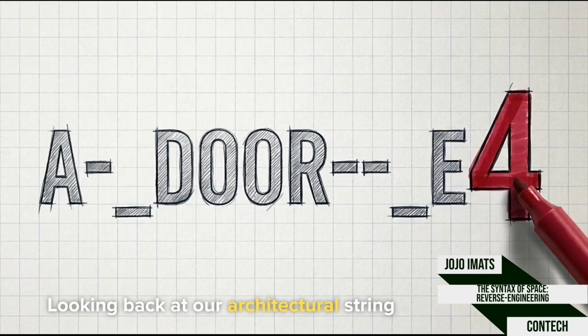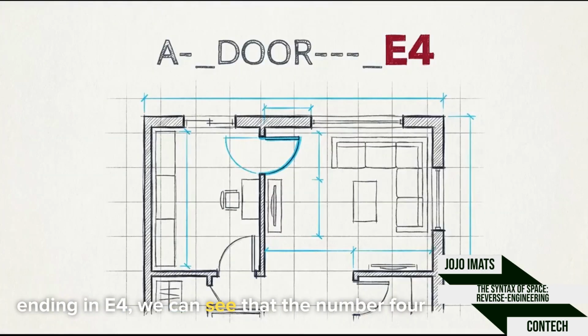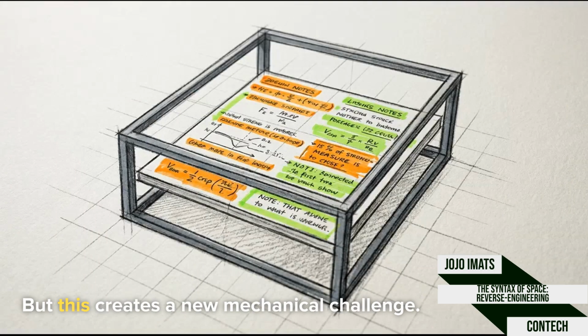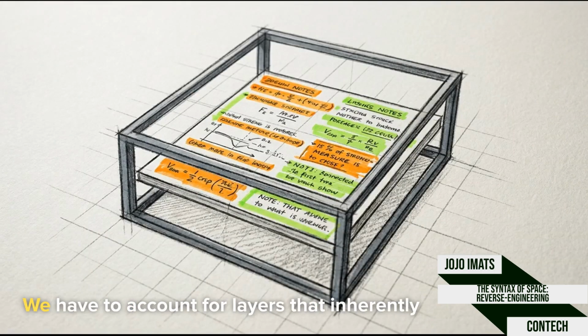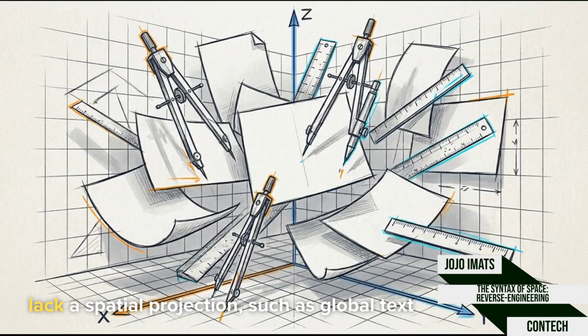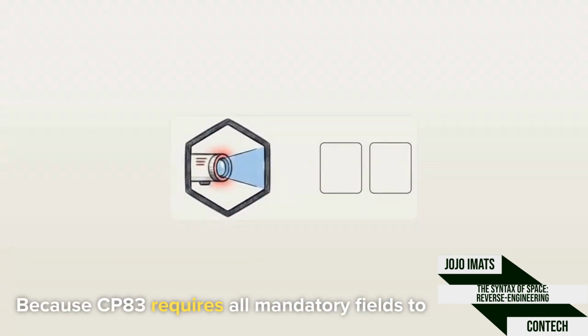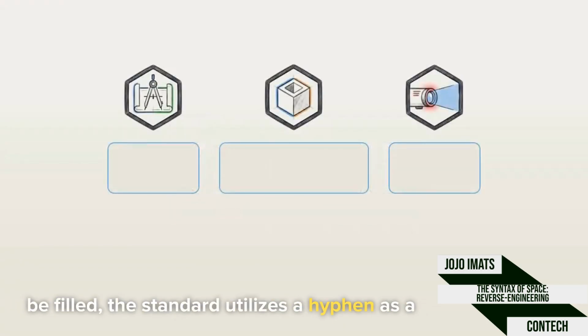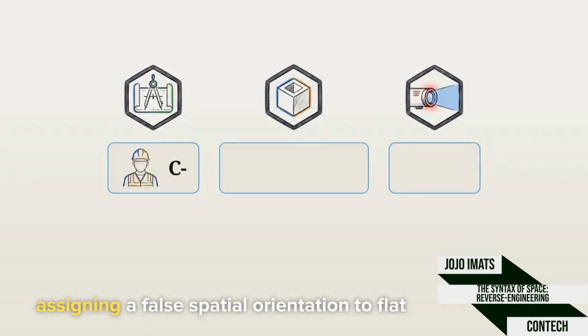Looking back at our architectural string ending in E4, we can see that the number 4 explicitly forces this specific geometry to be categorized as a top-down plan view. But this creates a new mechanical challenge. We have to account for layers that inherently lack a spatial projection, such as global text notes or general drawing borders. Because CP83 requires all mandatory fields to be filled, the standard utilizes a hyphen as a wildcard character. This fills the character requirement without assigning a false spatial orientation to flat data.